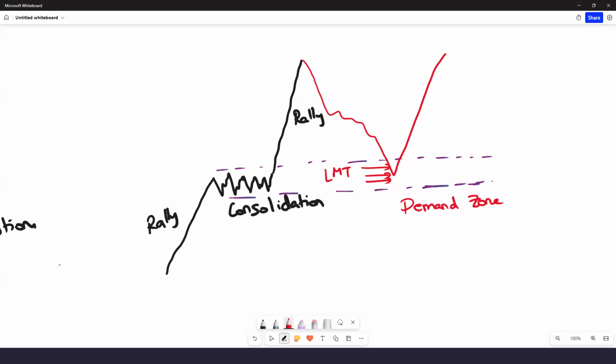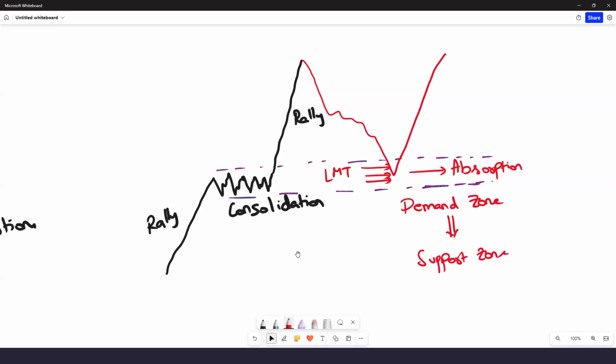A demand zone is nothing but a zone of support. It creates a support zone. What you'll be finding in this zone is absorption. The entire selling pressure would have been absorbed, and then the price will be able to move away from the zone very sharply without breaking the zone.